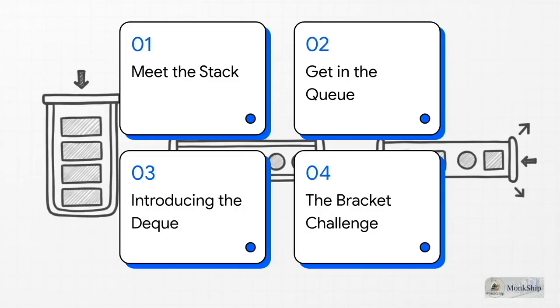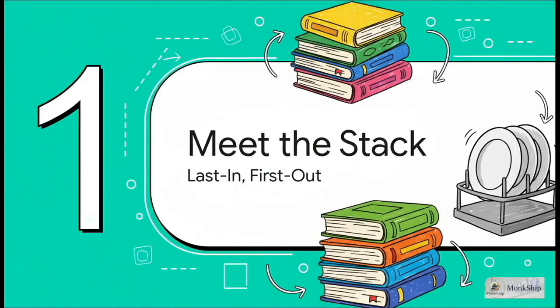All right, here's the plan. First, we're going to meet the stack. Then, we'll get in line with the queue. After that, we'll check out their super flexible cousin, the deck. And to wrap it all up, we're going to put what we learned to the test with a classic coding puzzle I like to call the bracket challenge. Let's get into it. Okay, our first stop is the stack.